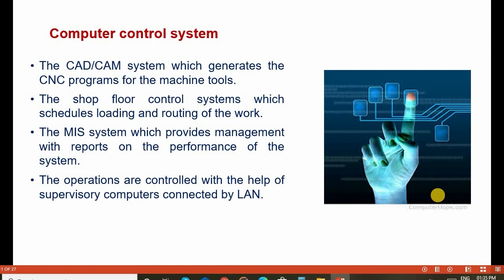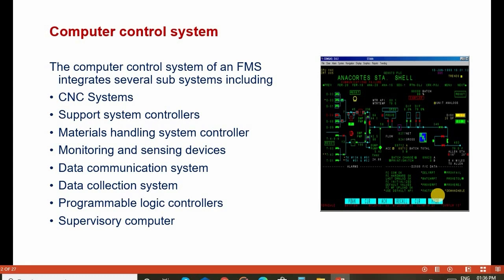The operations are controlled with the help of supervisory computers connected by the LAN network. The computer control system integrates several subsystems which include CNC systems, support system controllers, material handling system controllers, monitoring and sensing devices, data communication systems, data collection systems, programmable logic controllers, and supervisory computers. These are the components which integrate the several subsystems within the flexible manufacturing system.